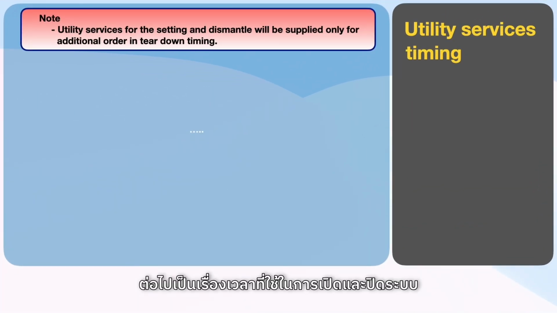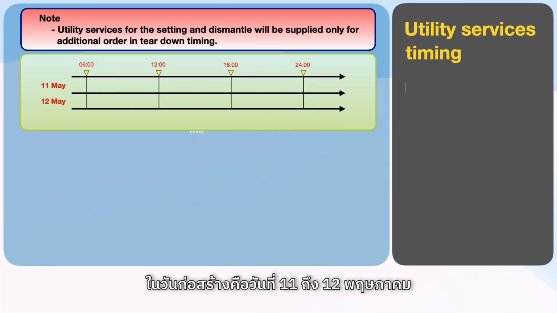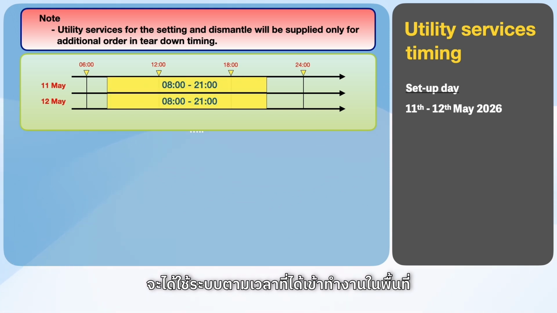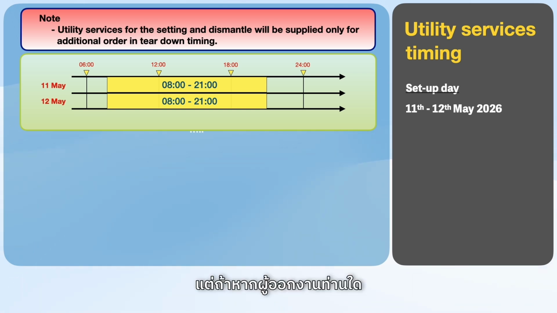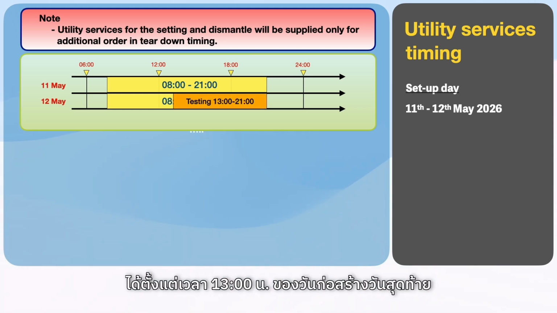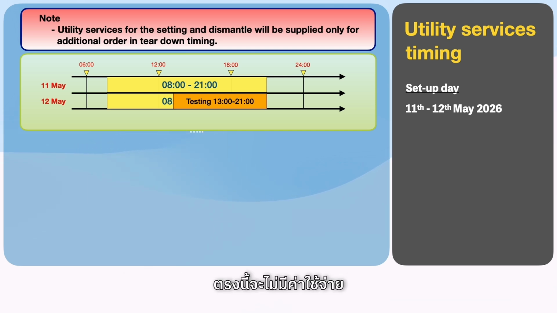Next is about the time for turning on and off the system. On May 11th to 12th, which are the construction days, for the exhibitors who ordered the electrical system for construction, they will be able to use the system according to the time they move in to the construction area. On these construction days, the service for the exhibition day will not be available. However, if any exhibitor needs to turn on the system for testing purposes, they can inform the service counter staff starting from 1 p.m. on the last day of construction, which is May 12th. During this period, they can inform without any charge.